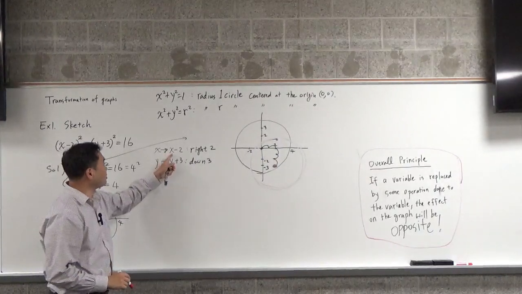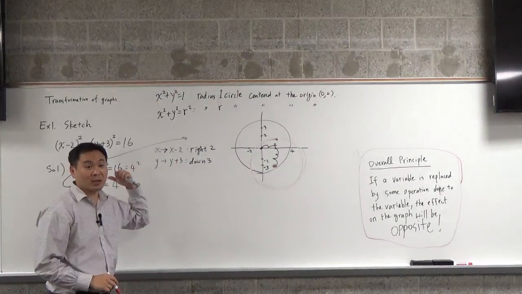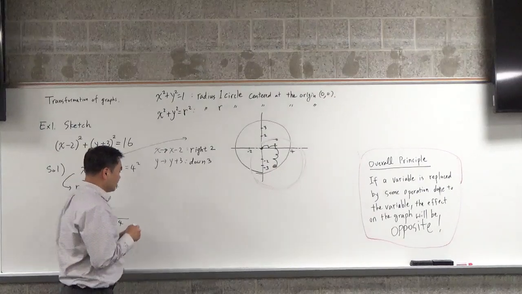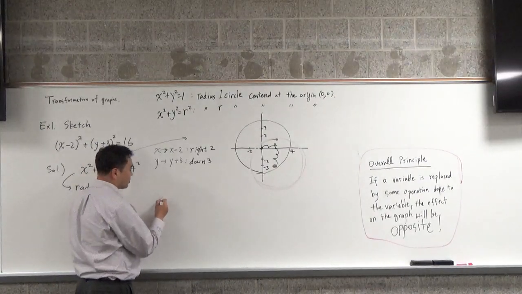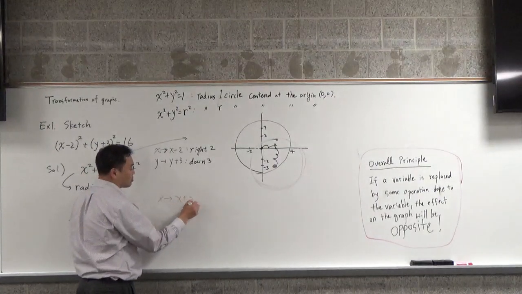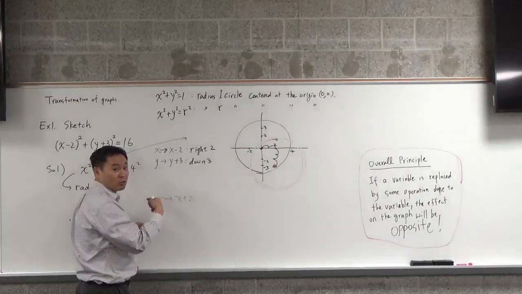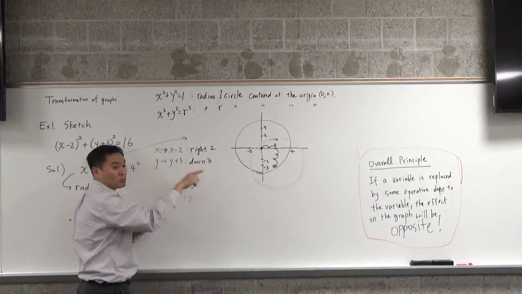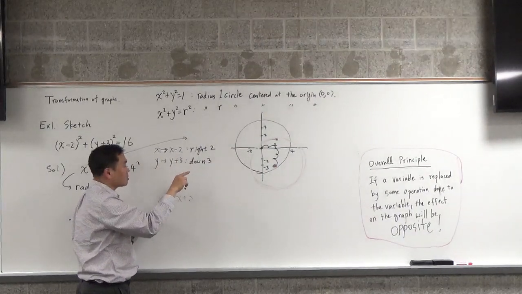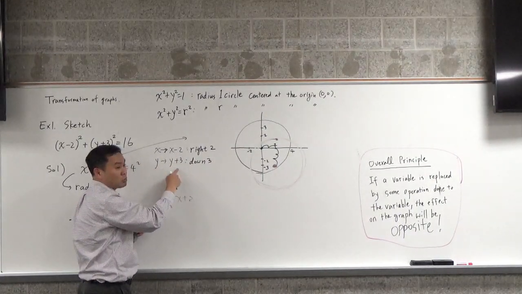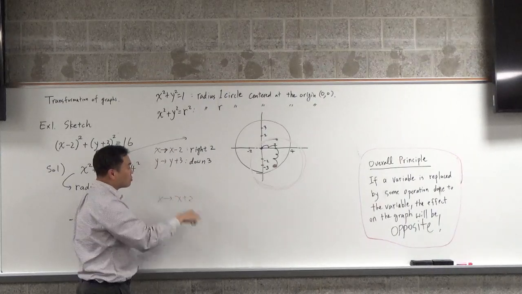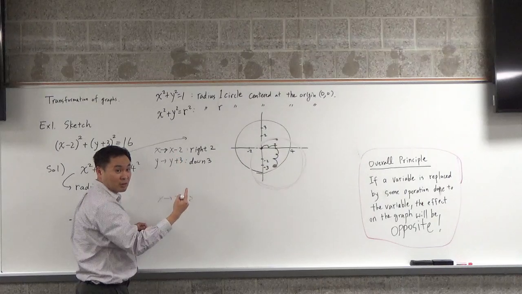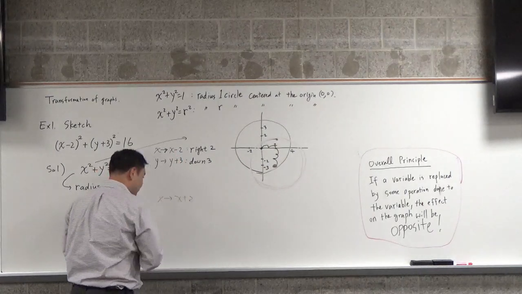If it was x plus 2, then it will move 2 left, right? If x is replaced by x plus 2, this is going to move left by 2. Okay? If it's x to x minus 2, it's going to move right by 2. Okay? Y to y plus 3 would mean go down by 3. If it was y to y minus 3, then it's going to go up by 3. Okay? All right.